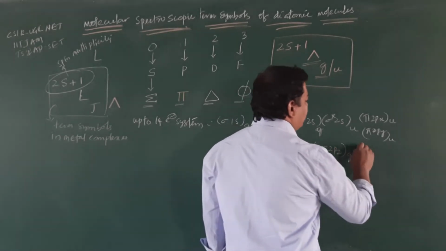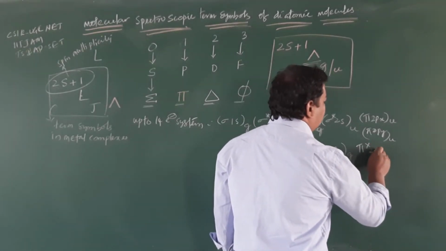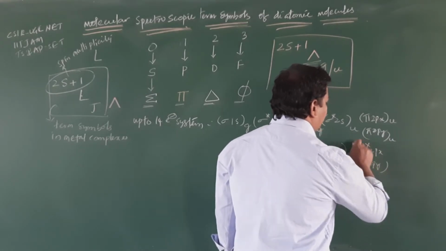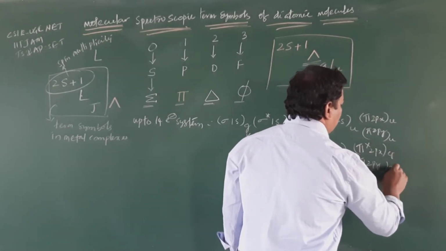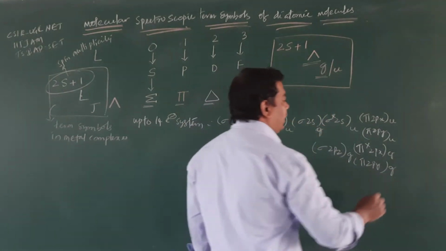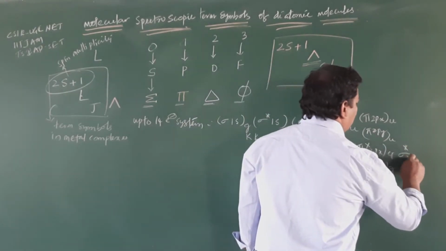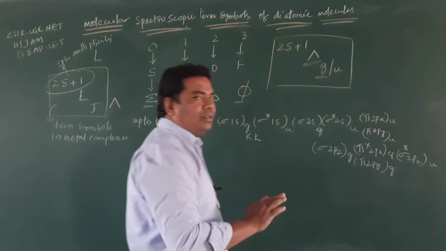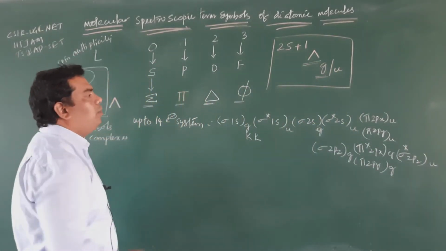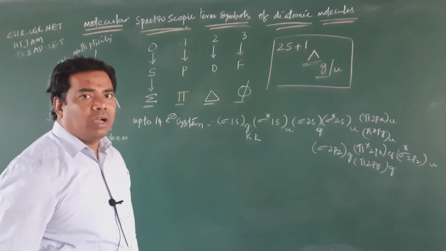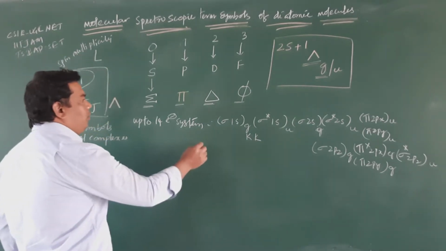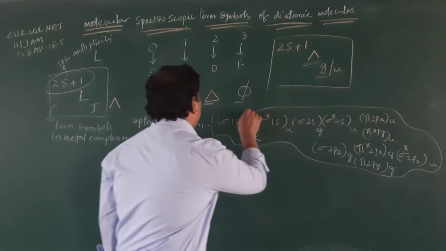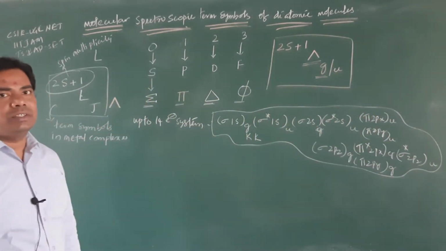Then pi star 2p x, pi star 2p y. So pi star 2p x and pi star 2p y are gerade, and the last one is sigma star 2p z, which is ungerade. So this is the energy order for up to 14 electron systems. Please remember this energy order for the filling of electrons in various molecular orbitals.